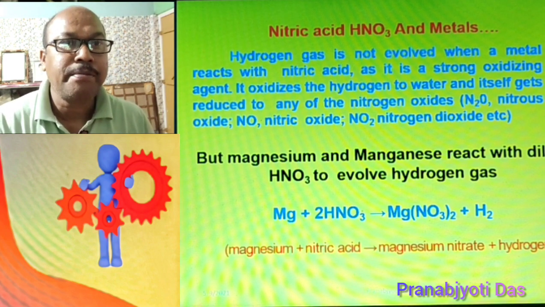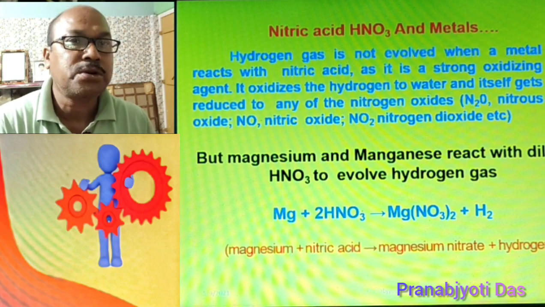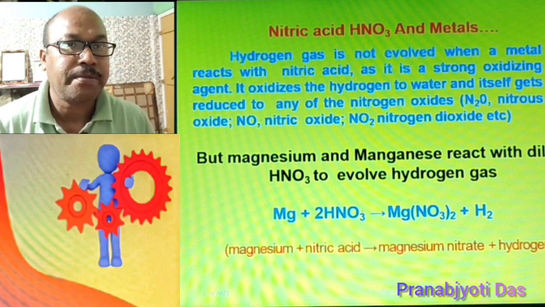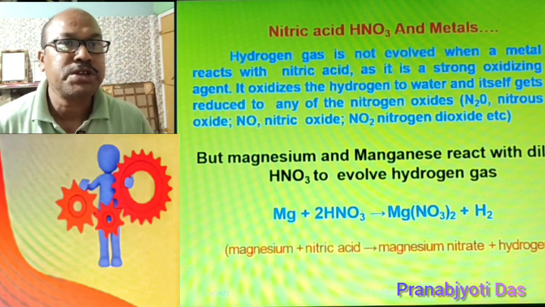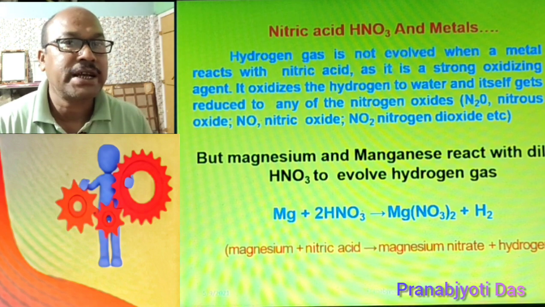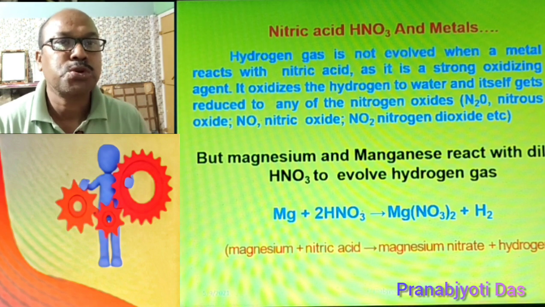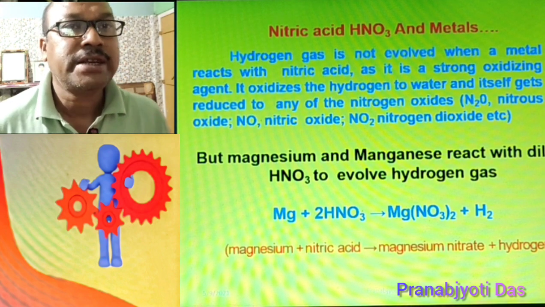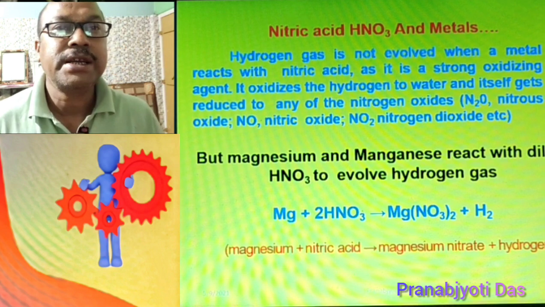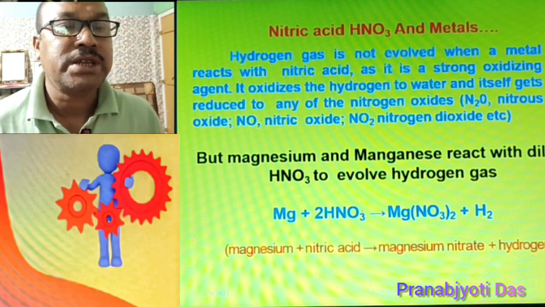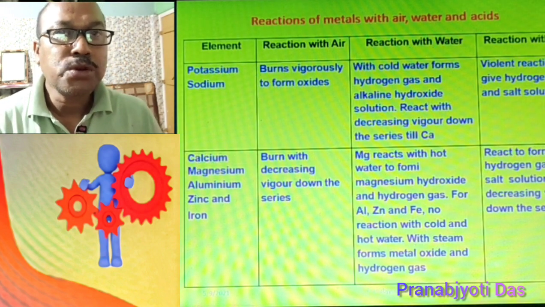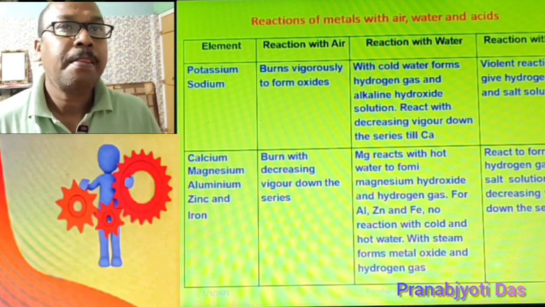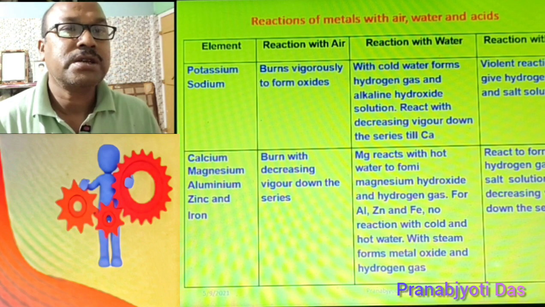But magnesium and manganese react with dilute nitric acid. These are the only 2 metals which can react with dilute nitric acid, HNO3, and produce hydrogen gas. The reaction is like this: magnesium reacts with nitric acid, producing magnesium nitrate, and at the same time hydrogen gas is produced. So we have seen a chart of the reactions of metals with air, water and acids.